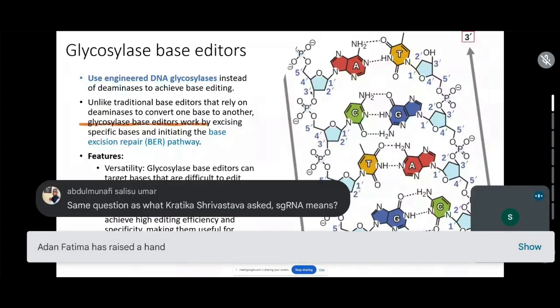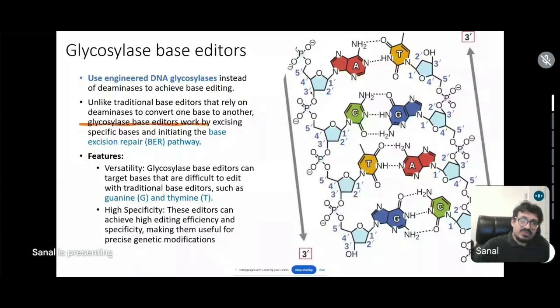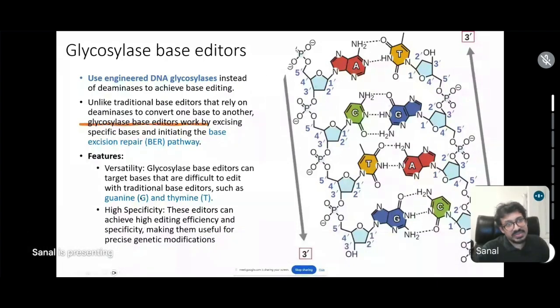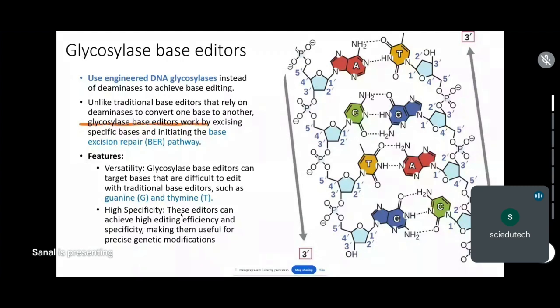Yeah. So what are the features of this? Dr. Sanal, sir, glycosylase base editors can target bases that are difficult to edit with traditional base editors, such as guanine and thymine. They have high specificity. Sanal, sorry to interrupt. Actually, there are two persons who are asking the same question.